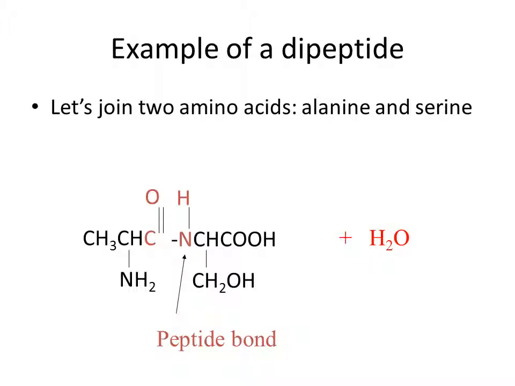Notice the alanine is written on the left and the serine is written on the right because the alanine has the amino group free, and serine has its carboxylic acid group free. And that's how we always write our polypeptides, so that the amino acid on the left that begins the chain has the amino group free, and then the last amino acid at the end of the chain on the right has the carboxylic acid group free.